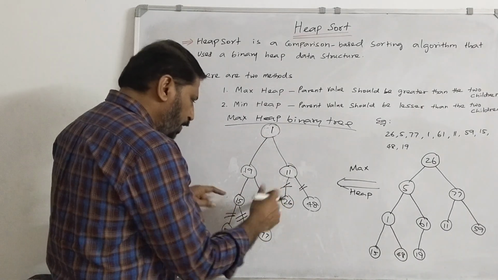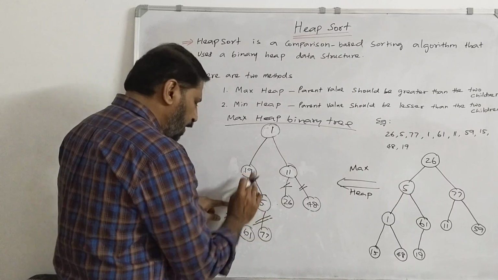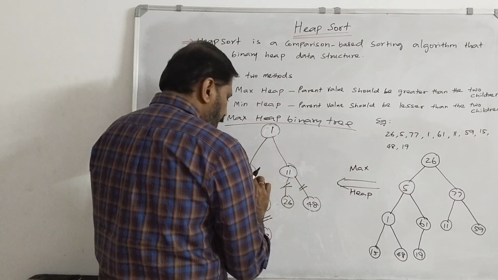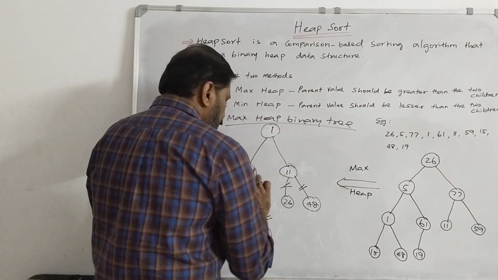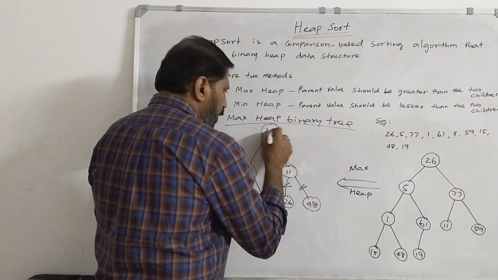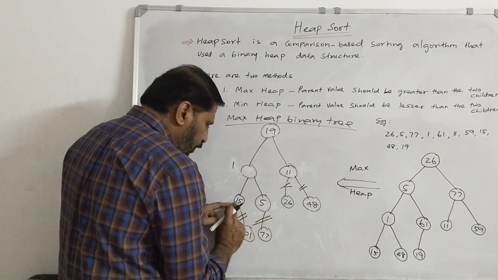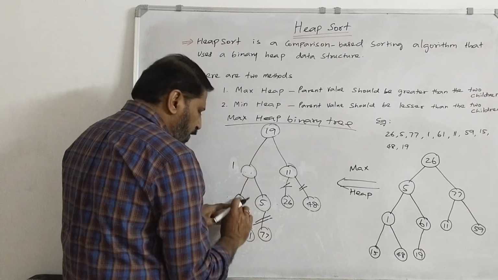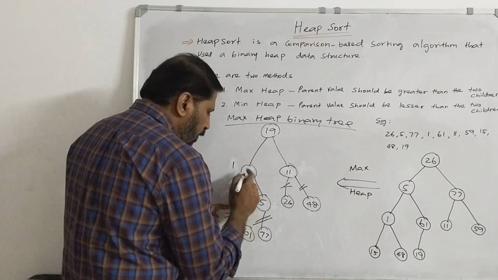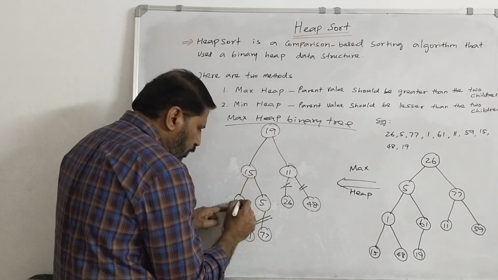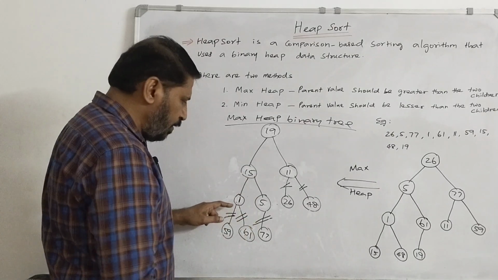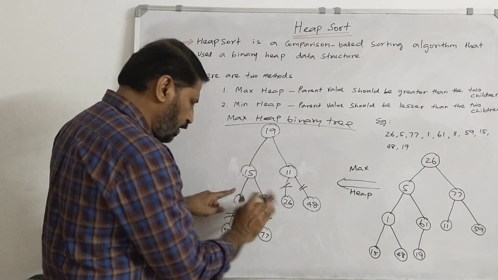Again we are doing the same thing. 15, 5, 19 is in order. 19, 11, 19 is greater. 19 compared with 1. So 19 goes here, 1 comes here. And we are doing 5 and 15. 15 is greater. 15 compared with 1. So 15 comes here, 1 goes here. Okay, so it is over.